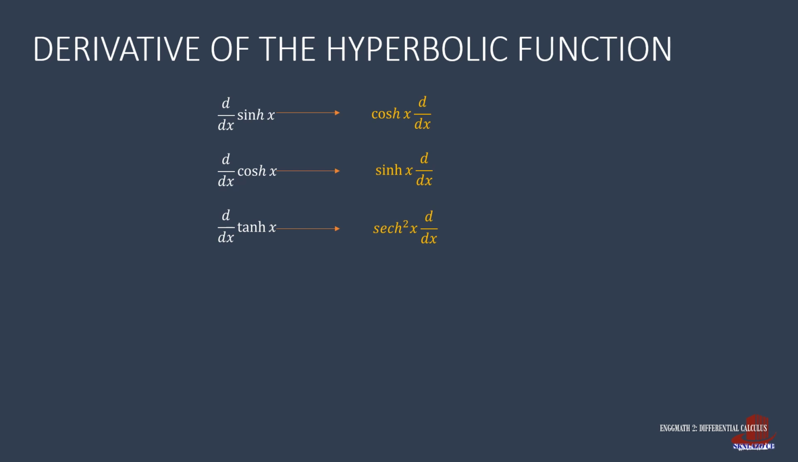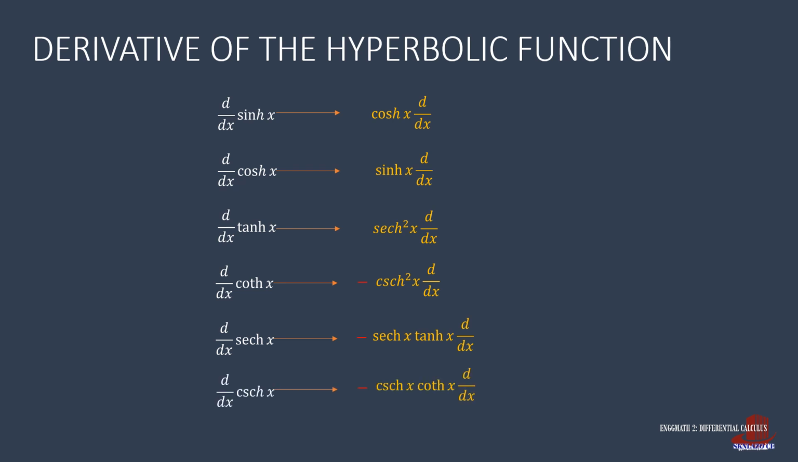over dx. Then we also have the derivative of hyperbolic cotangent x, which is negative square of hyperbolic cosecant x times dx all over dx. The next is the derivative of hyperbolic secant x, which is negative hyperbolic secant x times hyperbolic tangent x times dx all over dx. Then last is the derivative of hyperbolic cosecant x, and that is negative hyperbolic cosecant x times hyperbolic cotangent x multiplied by dx all over dx.